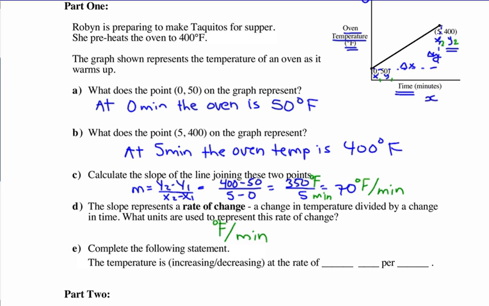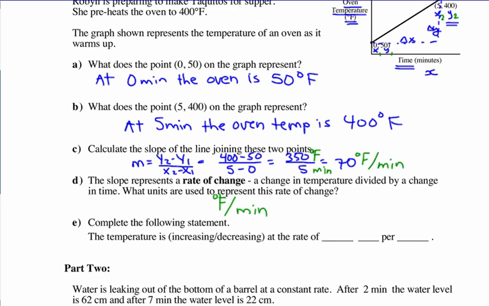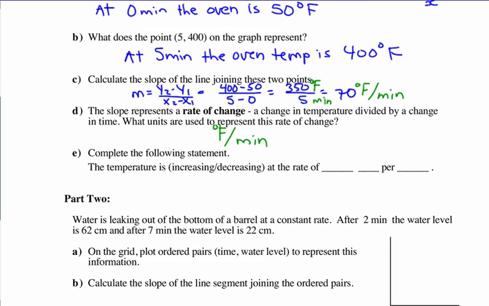There you go. Complete the following statement. The temperature is, is it increasing or decreasing? And so here we have an increasing, it's rising to the right at a rate of 70 degrees Fahrenheit per minute.